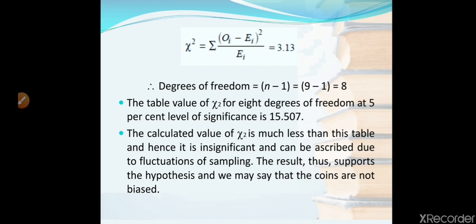So here the degrees of freedom would be n minus 1, that is 8. The table value of chi-square for 8 degrees of freedom at 5% level of significance is 15.507. The calculated chi-square value is much less than this table value, and hence it is insignificant and can be ascribed to fluctuations of sampling. The result thus supports the hypothesis, and we may say that the coins are not biased.